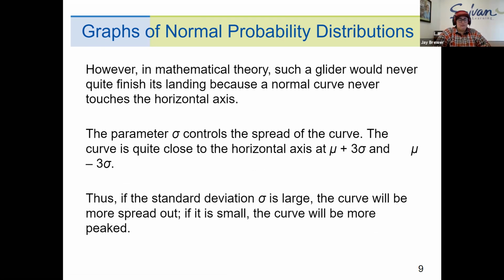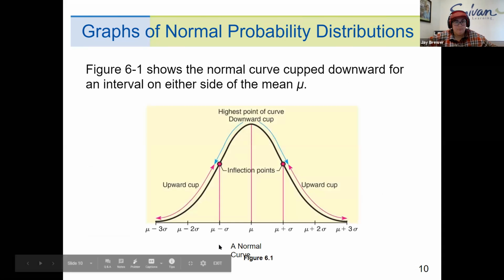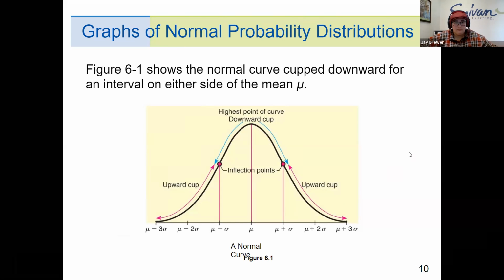Theoretically, though, that glider will never reach the x-axis because it is a normal curve. The parameter sigma controls the spread of the curve. So basically, the most you'll ever see will be mu plus 3 sigma and mu minus 3 sigma. So you can see there that sigma is really important with figuring out your curve. I believe I already mentioned that, so there it is again.